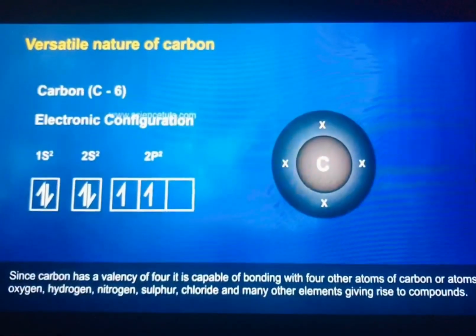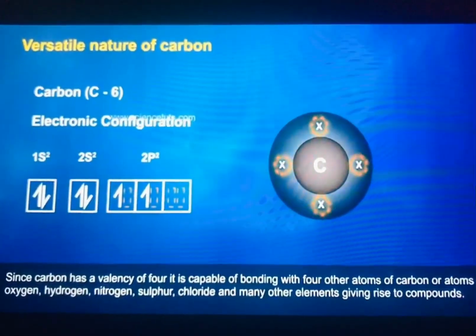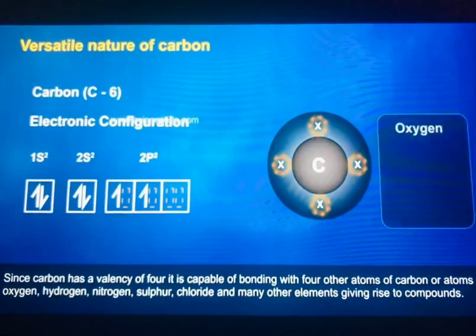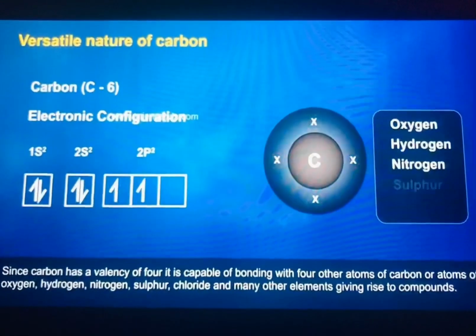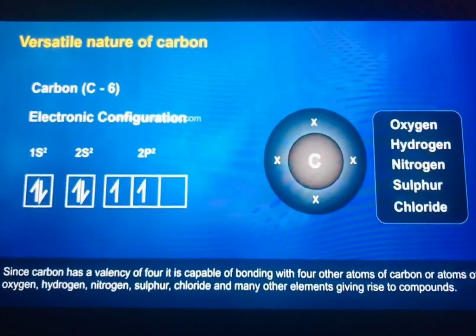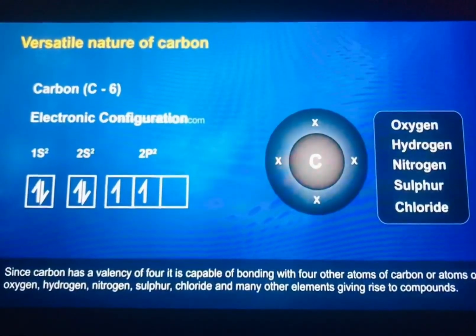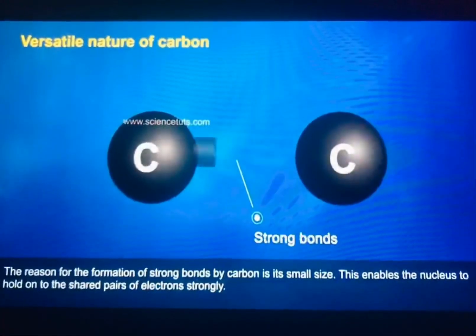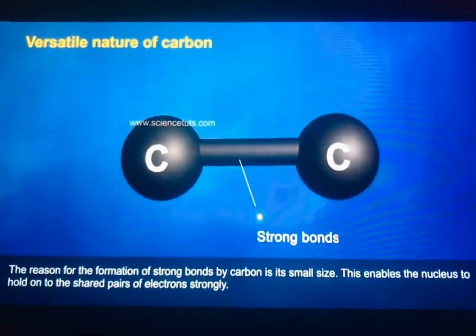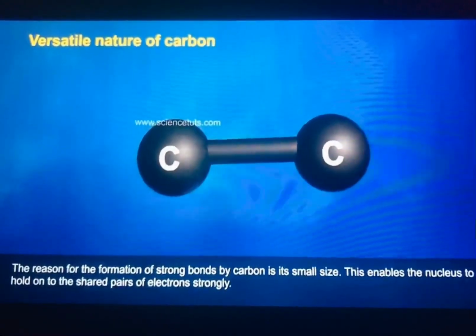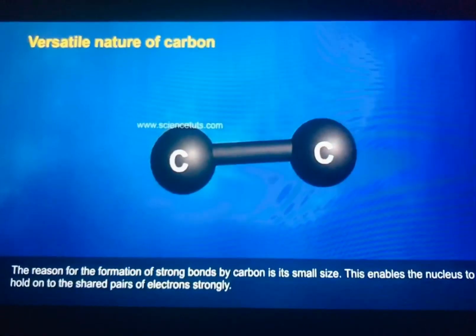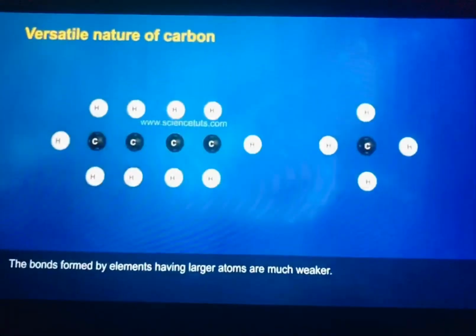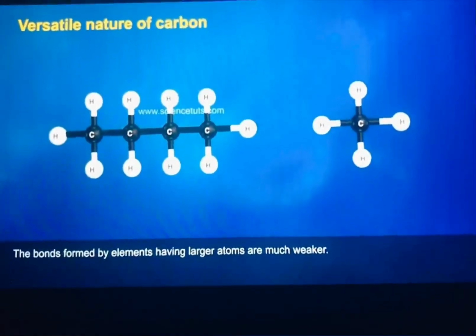Since carbon has a valency of 4, it is capable of bonding with 4 other atoms of carbon or atoms of oxygen, hydrogen, nitrogen, sulfur, chlorine, and many other elements, giving rise to compounds. The reason for the formation of strong bonds by carbon is its small size. This enables the nucleus to hold on to the shared pairs of electrons strongly. The bonds formed by elements having larger atoms are much weaker.